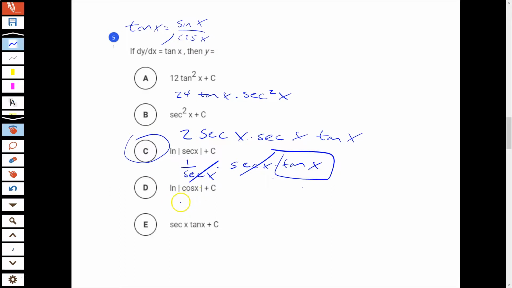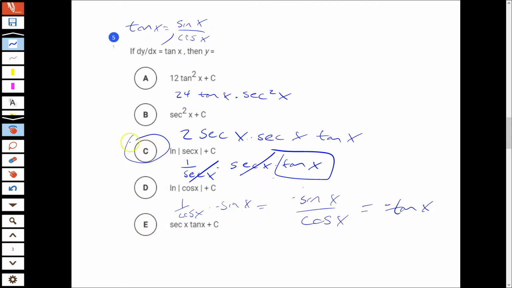So this one, you get 1 over cosine of x, and then the derivative of cosine is negative sine of x. So by chain rule, this is really close, right? Negative sine of x over cosine of x. So this has the wrong sign. This would be equal to tangent x, but negative tangent of x. And the last one, we could check. We'd have to do product rule. We've already found the correct answer, so we'll skip it.